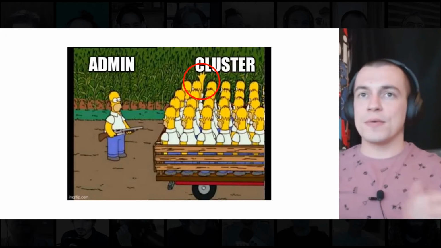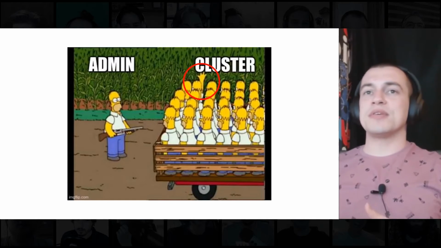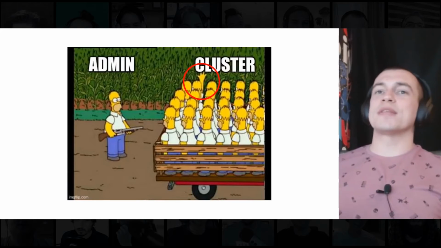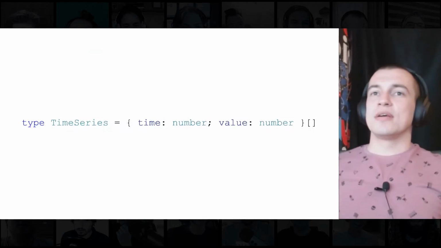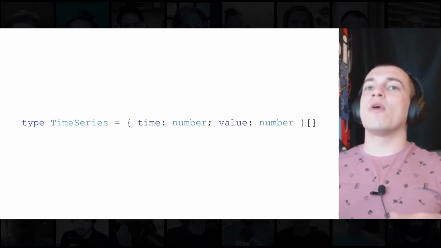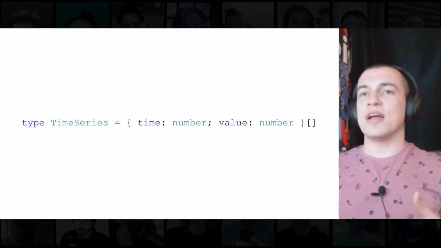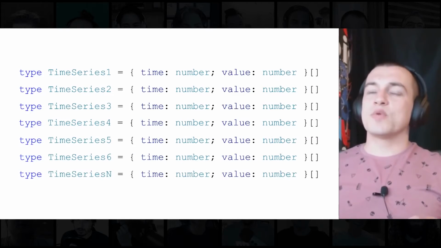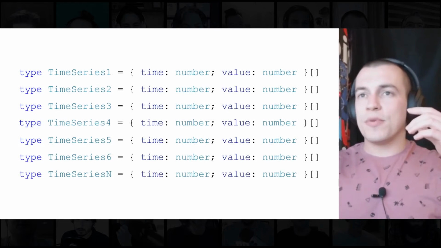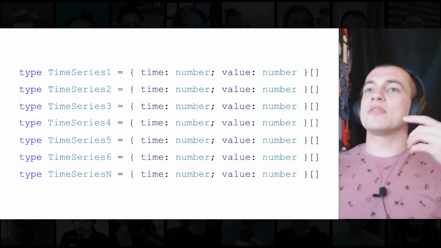Later on, we will use the term time series multiple times, so let's define what a time series is. Let's settle that a time series is a list of objects, and each object has some sort of timestamp and a value. And since we have already decided that we have multiple sources of data, it means that we're going to have multiple time series.